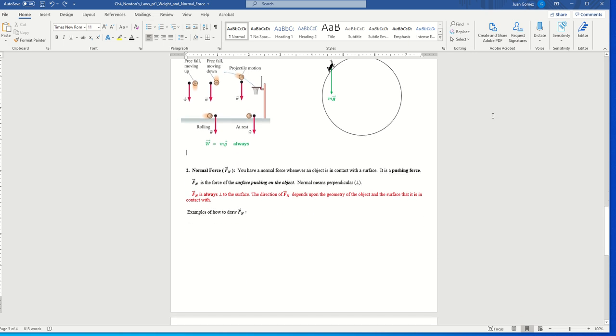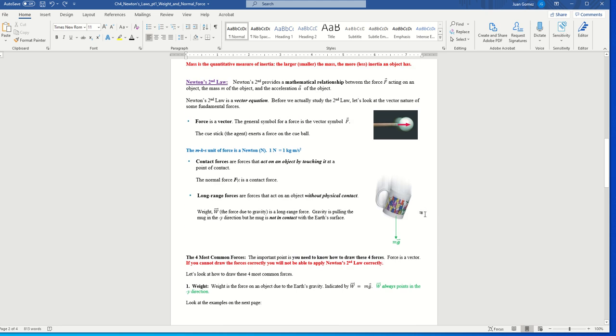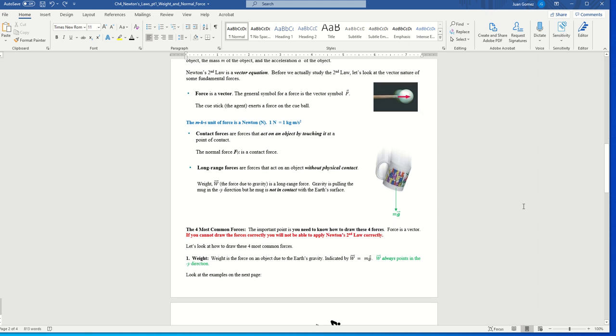What is weight? mg. m is the object's mass in kilograms. g is the acceleration due to gravity, 9.80 meters per second squared. So that's how to draw the weight force. Again, over here, what's the weight force on the bug? Notice that vector clearly points in the negative y direction. We don't want to get careless.